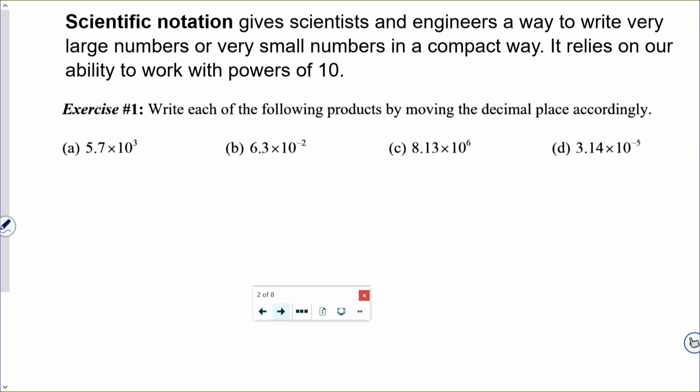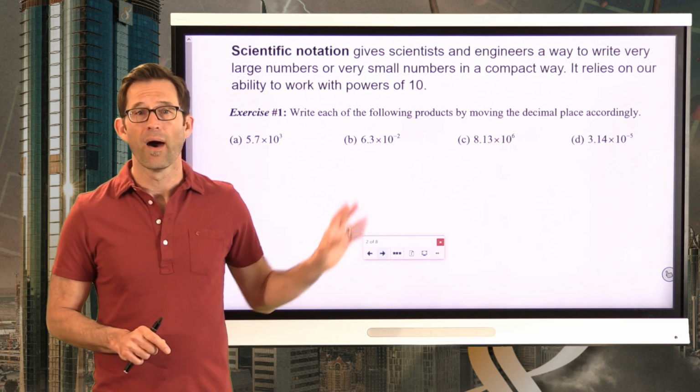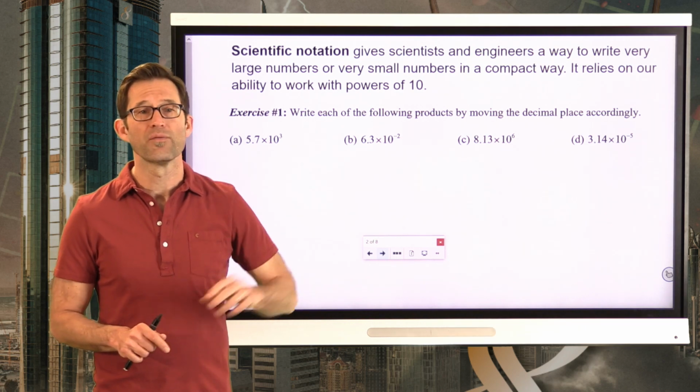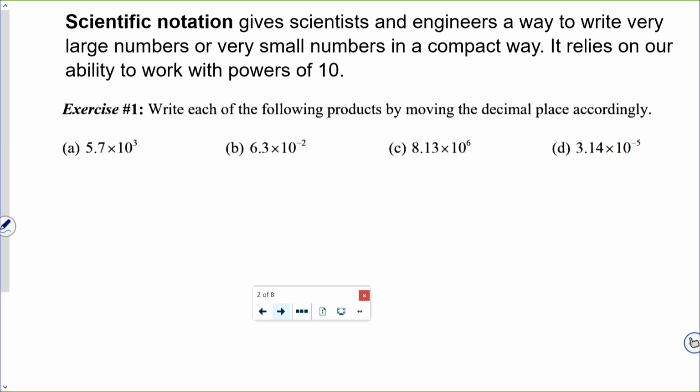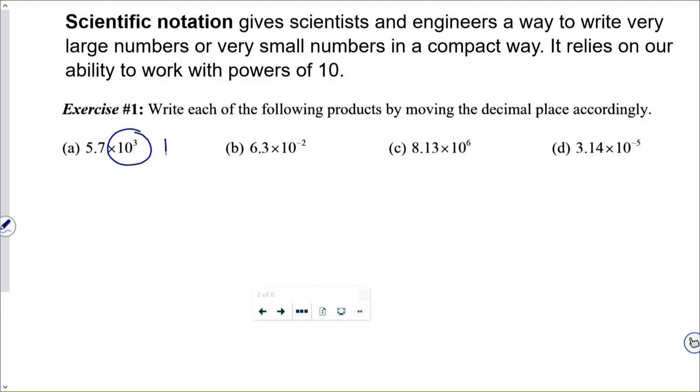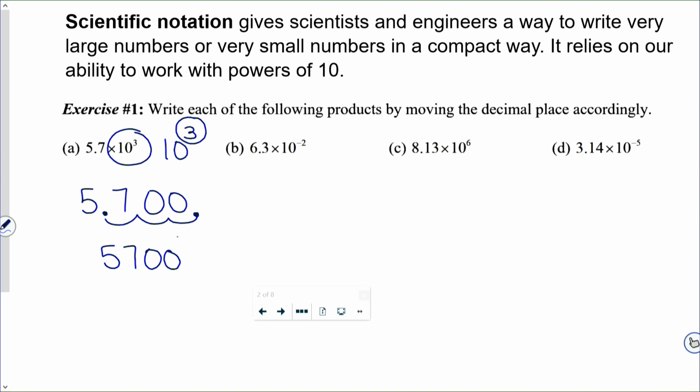Write each of the following products by moving the decimal place accordingly. All right, so what I'd like you to do is pause the video now and actually write out each one of these things by moving the decimal place in whichever direction the power of 10 indicates, and then let's go over it. All right, so here we have 5.7 times 10 to the third. Because that's a positive power, it indicates what I should do is take that decimal place and move it 3 units to the right, filling in my missing places with 0, and we have 5,700.